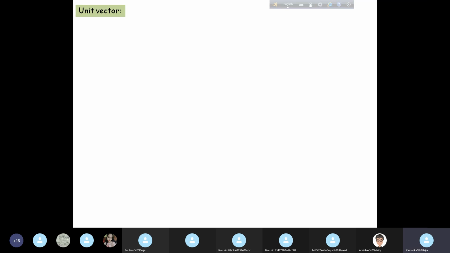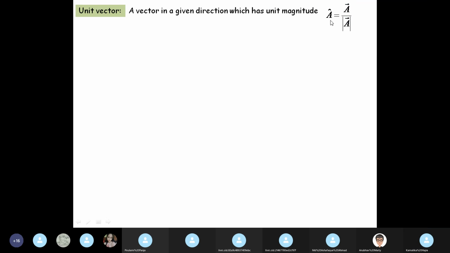When we divide the vector by the modulus of the vector, the magnitude of the vector, we get the unit vector of this particular vector, which is defined as the direction of the vector. So a unit vector is a vector in a given direction which has unit magnitude. The direction remains the same, only the magnitude becomes unity. For any given vector, the unit vector in that direction is the vector divided by the magnitude of that vector.